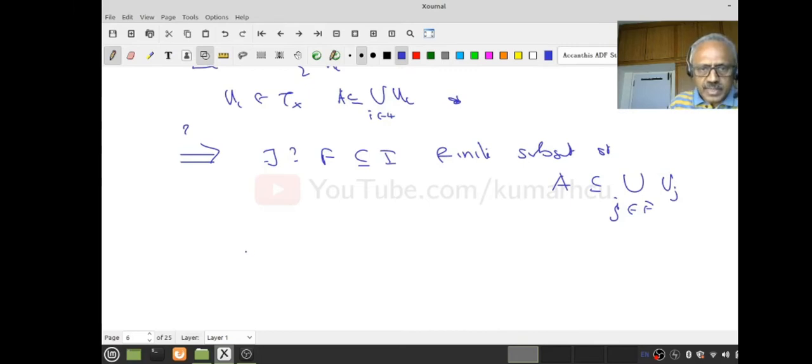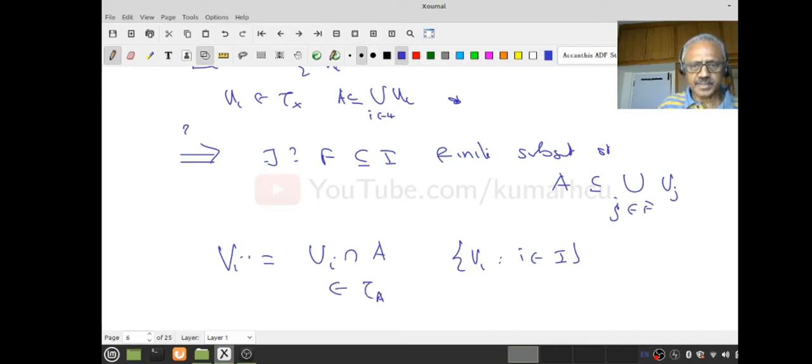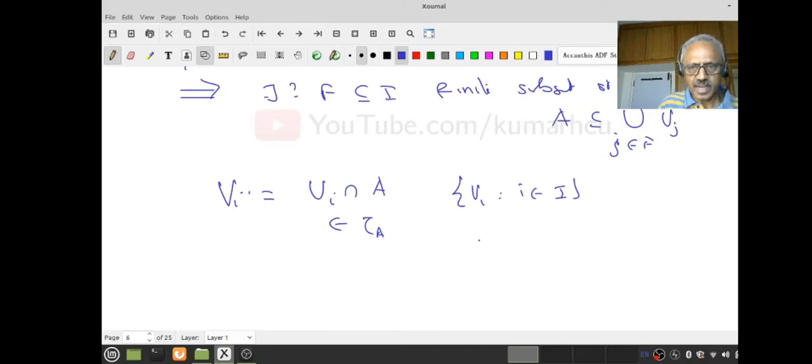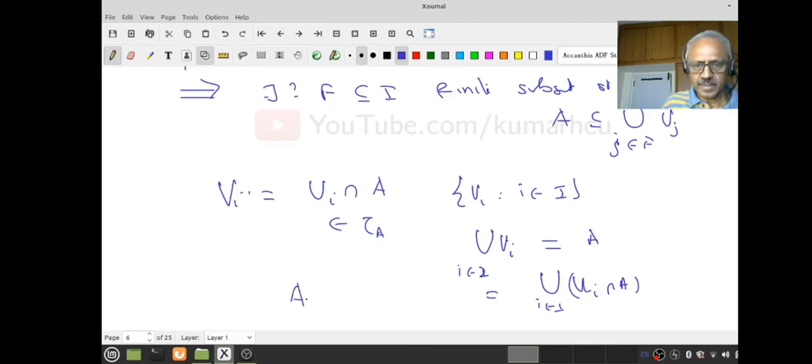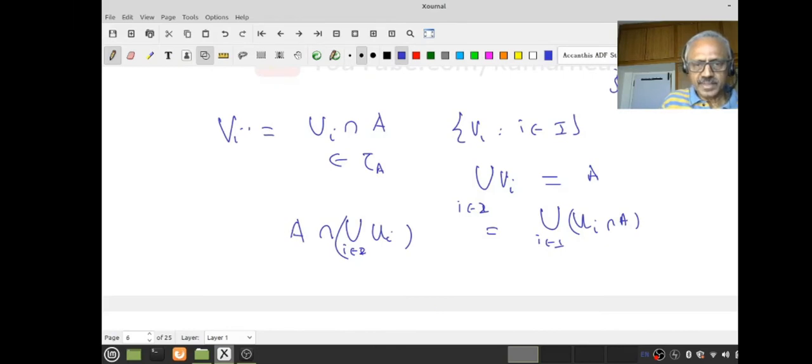Now let me define Vi to be Ui intersection A. I have to get an open cover for A of type 2. How will I do that? Obvious. Intersect each Ui with A. Then let's look at this collection Vi, i in I. These are all open subsets of A because Uis are open, therefore Vis are open in the subspace topology. And what is the union of Vi? This is equal to A, because this is the union over i of Ui intersected with A, which is the same as A intersected with the union of Ui. But remember, A is a subset of this union. Whenever A is a subset of B, then A intersection B is A. So we proved it.